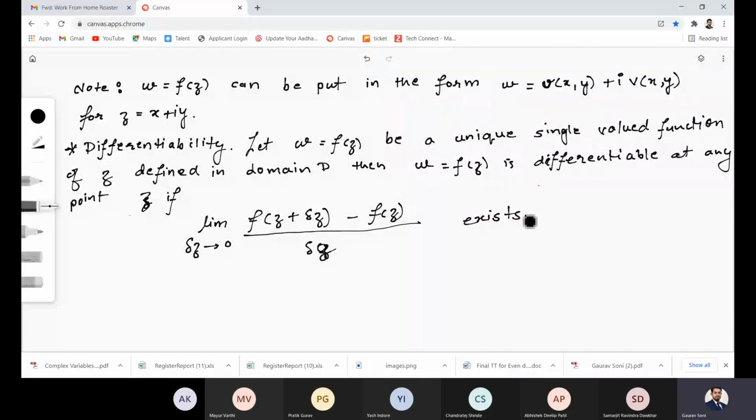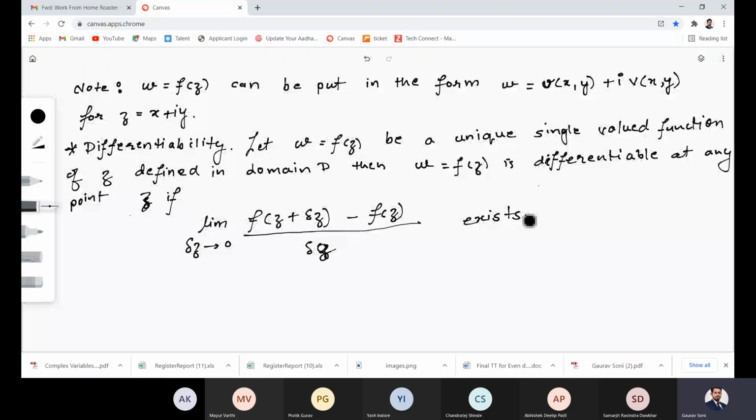And just existing is not enough. That limit should be unique along any path. And what do we mean by along any path? Okay, we'll understand it later while solving an example. What do I mean by path? Okay, so in short, that limit should exist. That's all I want to convey.